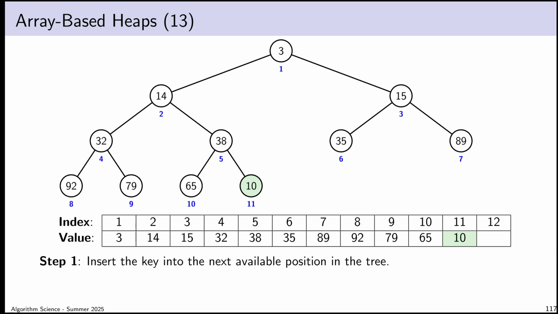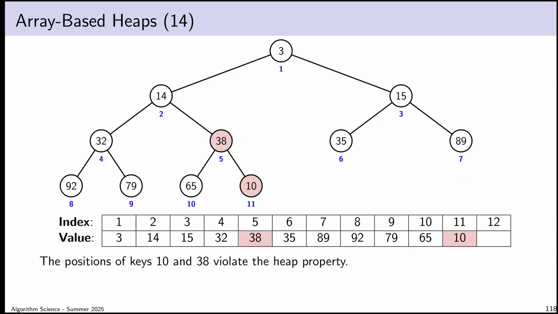All right, I go to index 11, the first vacant index of my array, and I add the key 10, okay? And then I perform the typical bubble up procedure using the indices as a way of determining parent-child relationships. So I compare the value in index 11 with the value in its parent. The parent of index 11 would be index 5. 11 divided by 2, take the floor. And of course, we can see that on the diagram as well.